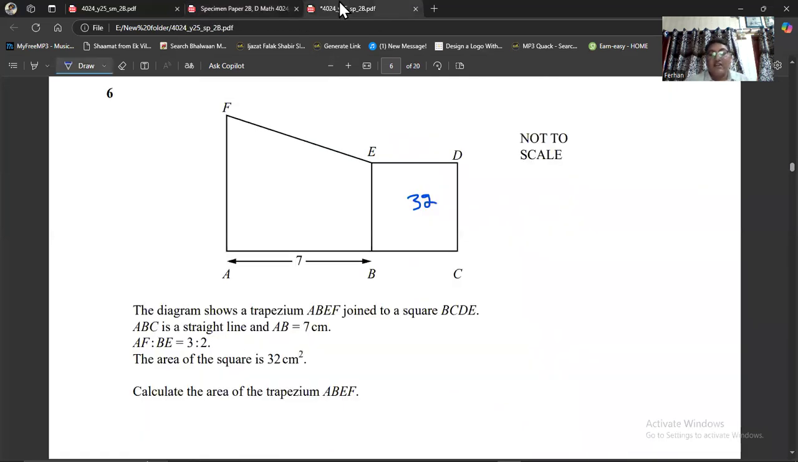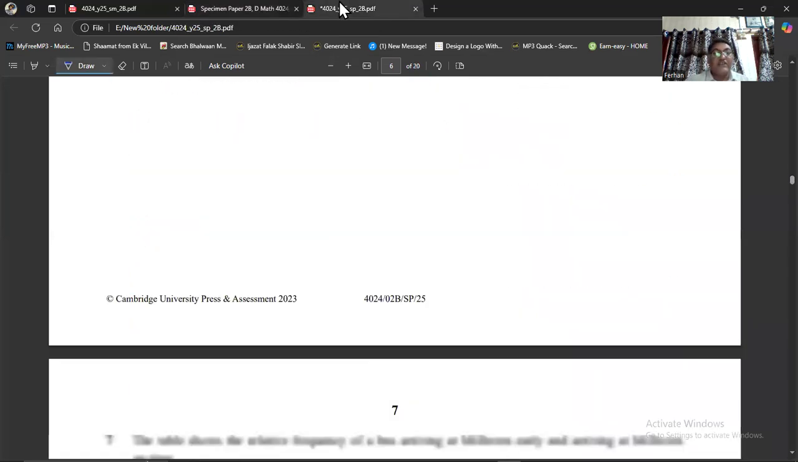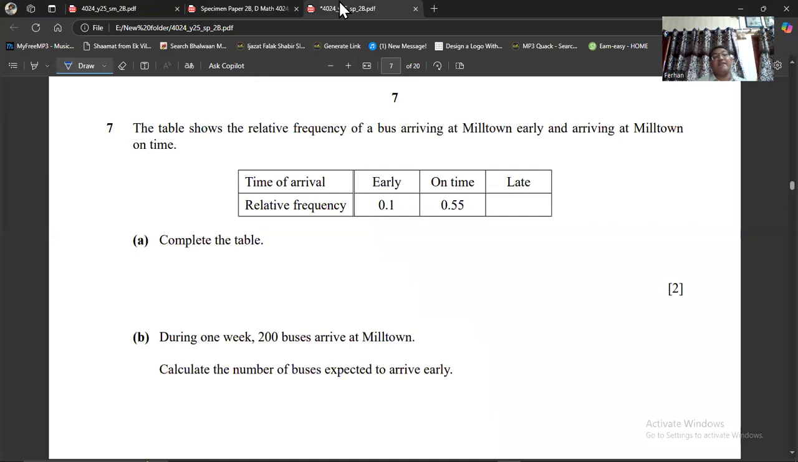Question number 6, sir. Now we are going to the next question, and that question is question number 7. He says the table shows the relative frequency of a bus arriving at Milltown early and arriving at Milltown on time. And so he says complete the table. Arriving early, its relative frequency is 0.1. On time, the probability is 0.55, and late its probability or relative frequency is question mark now.